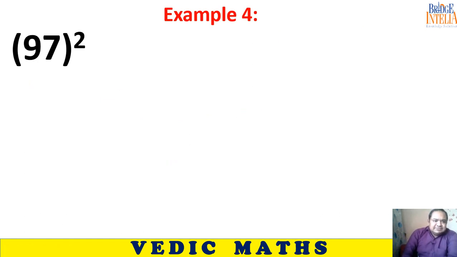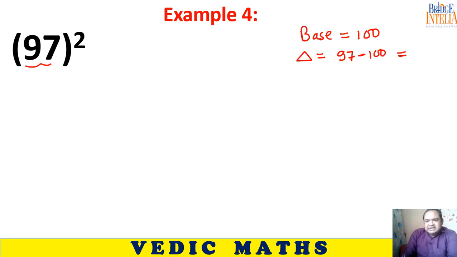Now let's see this one: 97 whole square. 97 is very close to 100, so the base is 100. What is the deviation? From the given number 97, we subtract 100. This time the deviation is negative, -3. Deviation square, so -3 whole square, that is 9.